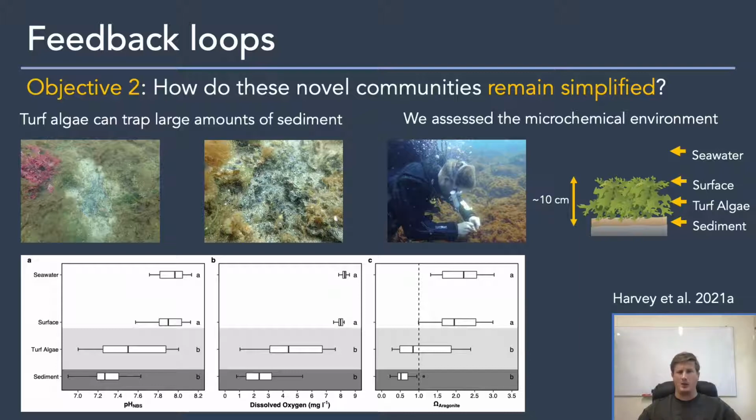And so we took some water samples within the sediment below the turf algae, within the turf algae itself, at the surface interface between the turf algae and the seawater, and about 2 or 3 meters above within the seawater. And what we could see was that it caused major changes to the microchemical environment. So with these water samples, we assessed the pH, the dissolved oxygen, and the aragonite saturation state.